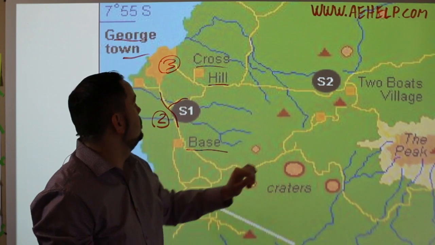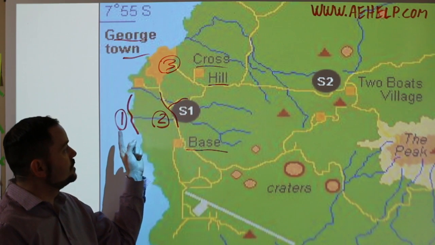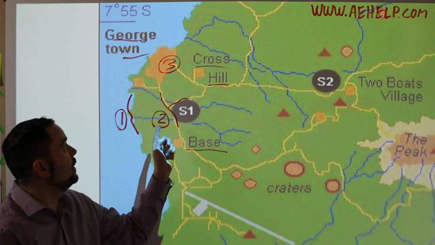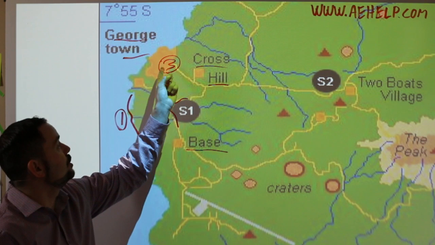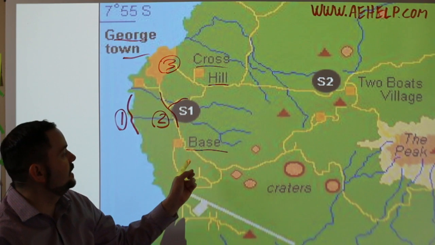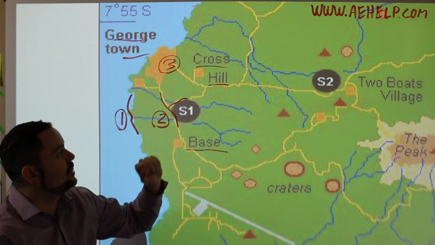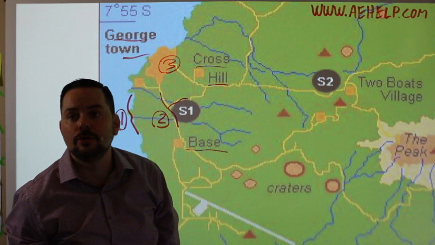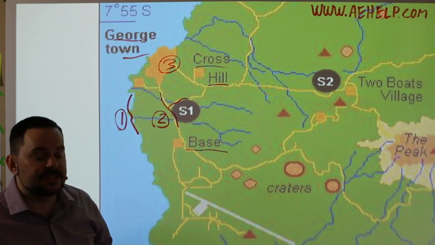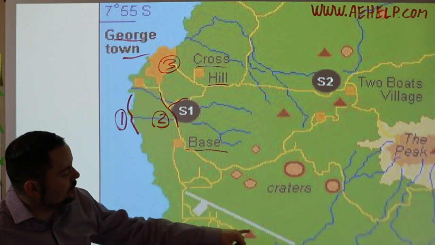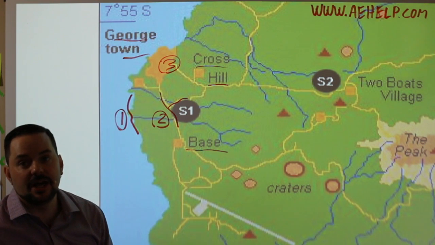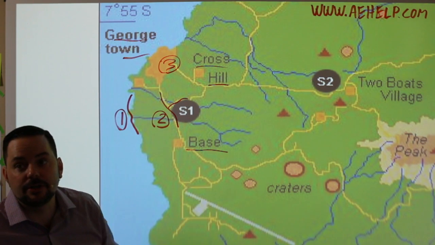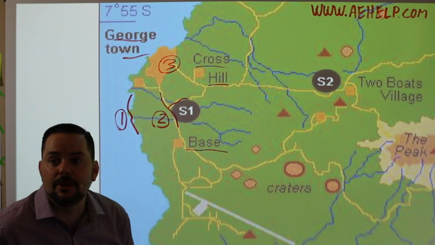Let's talk about site 2. So again, site 1, close to the coastline. It has 3 roads connecting around it, and it has Georgetown, which is the largest city on the island. It has the base nearby and Cross Hill. Let's talk about site 2. Yes, this is the airport. It looks like an airport, but it's not indicated, okay? It doesn't say airport, so don't talk about things that are not marked. But that was a good question anyway.